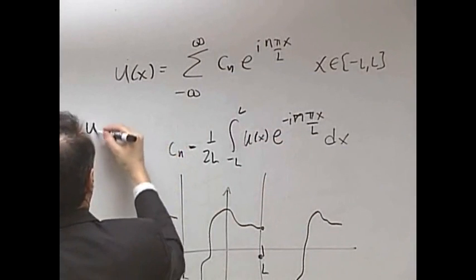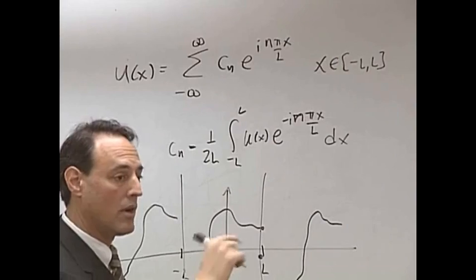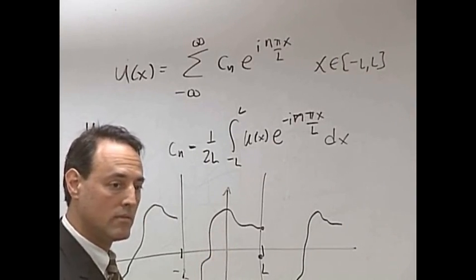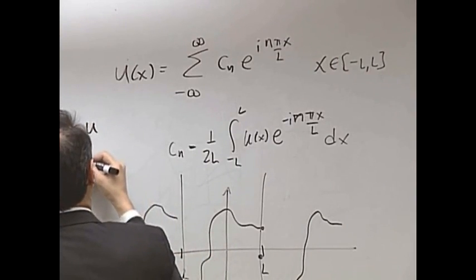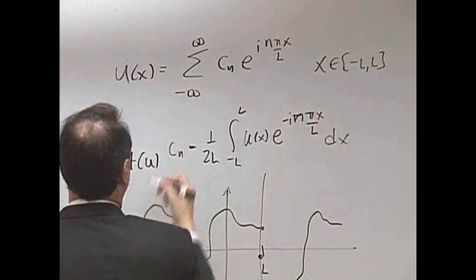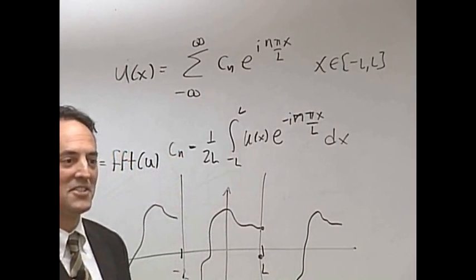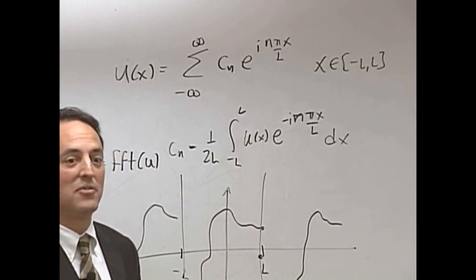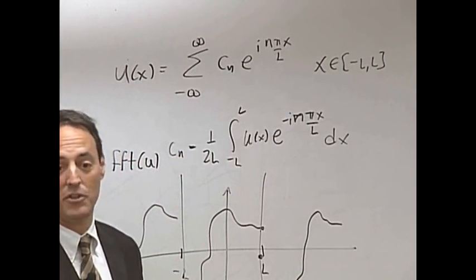I have some function u defined. If I want it in the transform domain, all I got to do in MATLAB is say the following. Let's call it UT, for U transform, is... See how easy that is? Nice. FFT stands for fast Fourier transform.